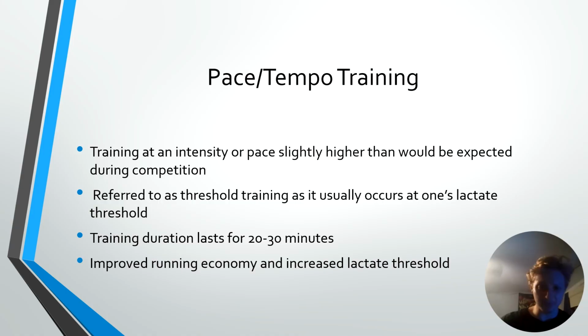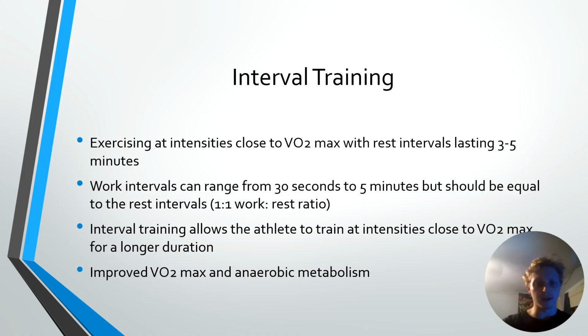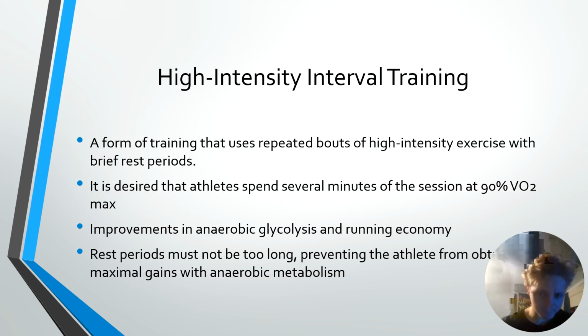Pace or tempo training. This is referred to as threshold training because we're trying to improve our lactate threshold, as well as running economy, generally 20 to 30 minutes. Interval training: close to VO2 max with rest intervals lasting 3 to 5 minutes, work intervals ranging from 30 seconds to 5 minutes, but a 1-to-1 work-to-rest ratio is the key here, and this improves VO2 max and anaerobic metabolism.